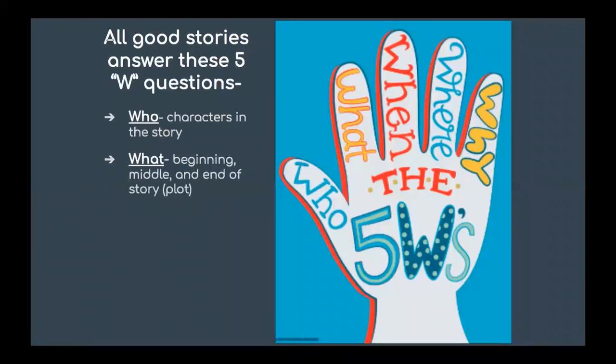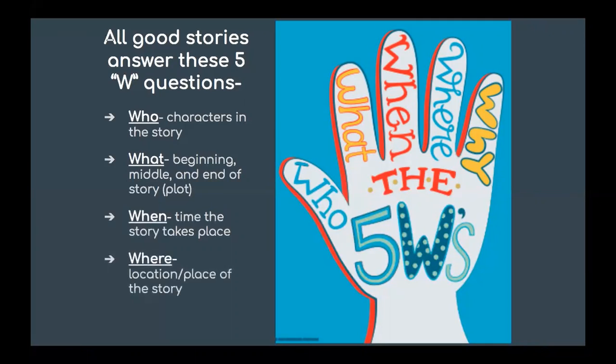So the plot. In the beginning of the story, they decided they would go take a picnic. When they got there in the middle, they discovered ants were on their basket. But the food was safe because they kept it in bags. And at the end, Grace decided to go share some of her food with the ants. The next finger is when. When did this story take place? Our story told us that this story took place last summer.